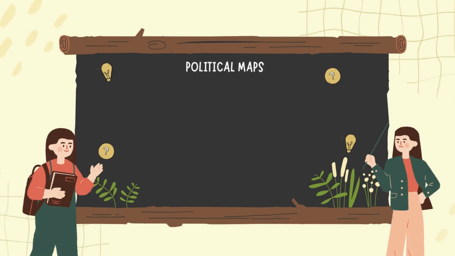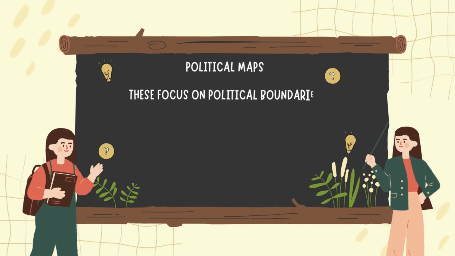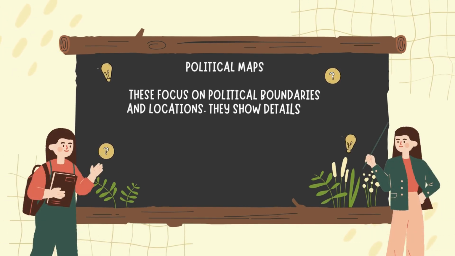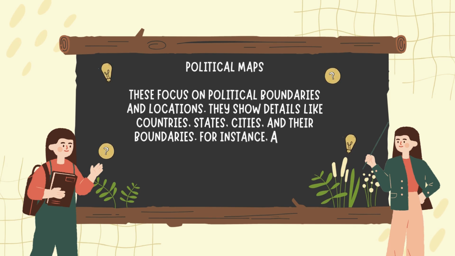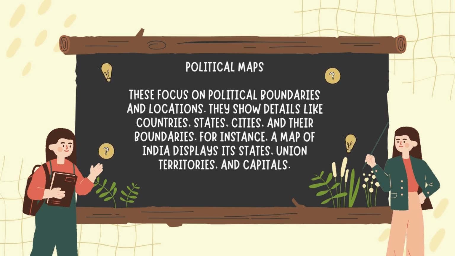Political maps. These focus on political boundaries and locations. They show details like countries, states, cities, and their boundaries. For instance, a map of India displays its states, union territories, and capitals.